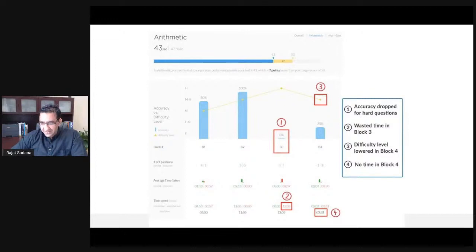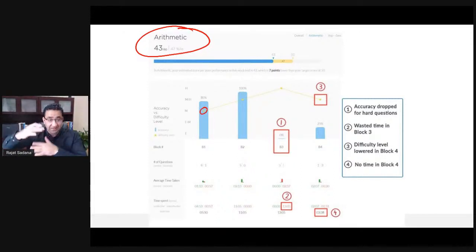Now, this is a very exciting piece, because remember, you had that 47th percentile in arithmetic, 43 out of 60. You need to know where to focus your energy, and to do that, we further drill down and have this chart. What this chart shows us is your accuracy versus difficulty level. For those of you who've taken the GMAT, this is very similar to the ESR chart that you get there, but it's much easier to comprehend.